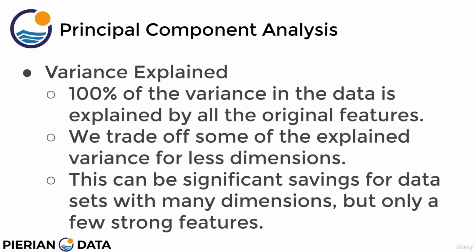Essentially, your entire original data set is going to explain all the possible dispersion in the data along feature 1, feature 2, feature 3, and so on. But if you decide to run PCA and reduce the number of dimensions into some new set of principal components, then you're going to have a trade-off of not being able to explain 100% of the variance in the original data set, but you'll get a significant reduction in the actual size of the data by reducing the number of dimensions. So this can be significant savings for datasets with many dimensions, but only a few strong features.